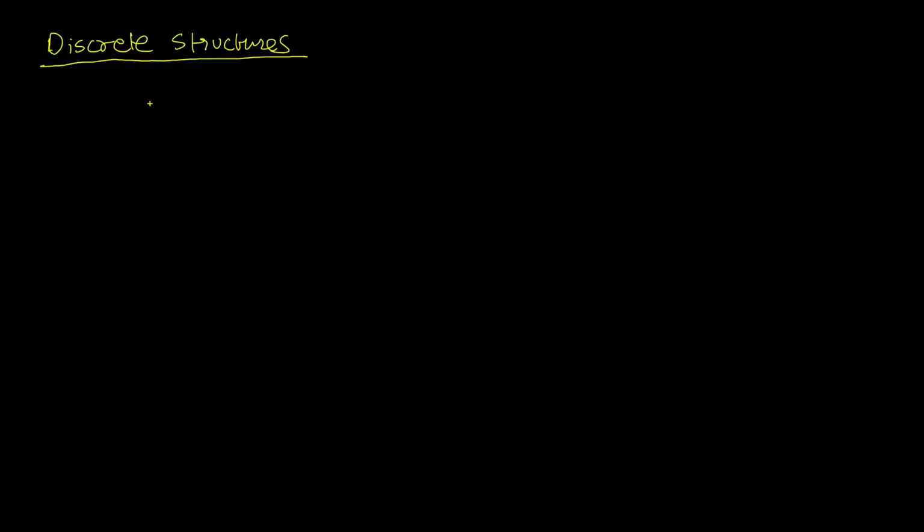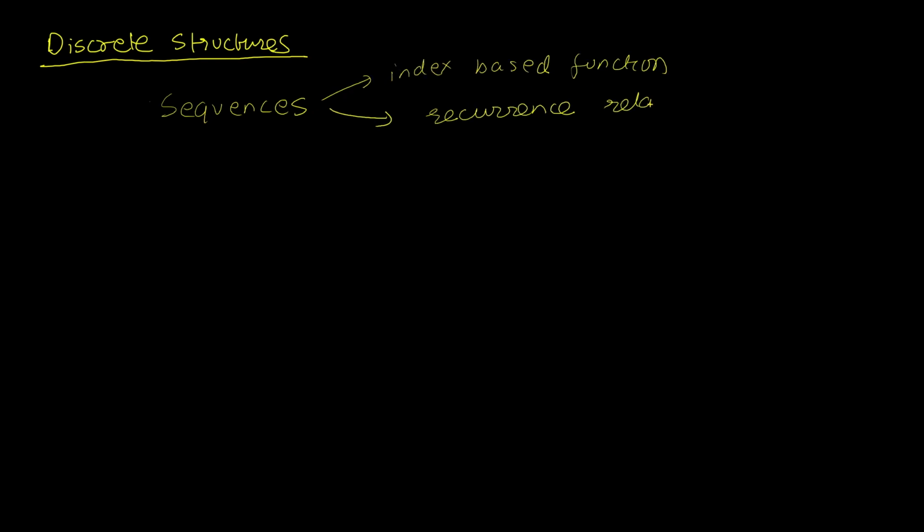Okay, so welcome to the ninth video in the Discrete Structures series, and we'll start this video with a quick discussion on sequences. We'll define this formally and then we'll look at various ways of describing sequences, and that will include describing sequences as an indexed-based function and also as a recurrence relation.